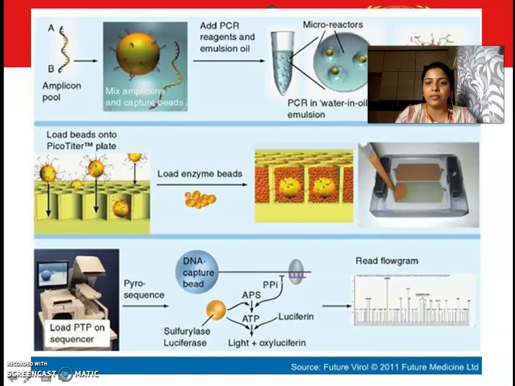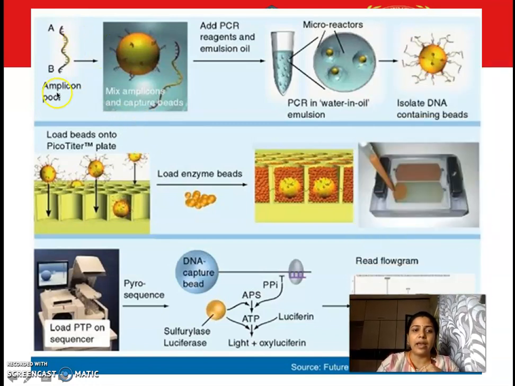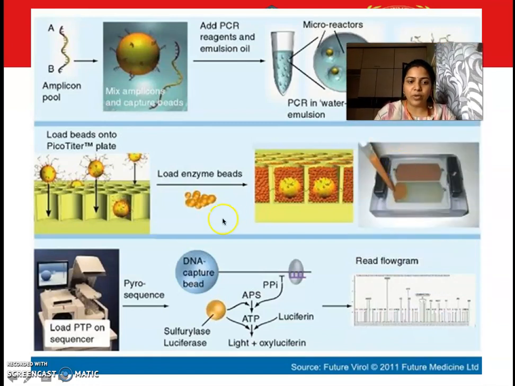So this is the entire flow of this particular method. You can see here, first an amplicon pool is generated, which is captured on the beads, then added into the reagents, and emulsion oil is formed. Micro reactors will be forming, and a lot of copies would be formed, loaded onto the picotiter wells. Enzymes are loaded, and then the wells would be loaded onto the machine, the reaction will take place, and your pyrogram would be formed.